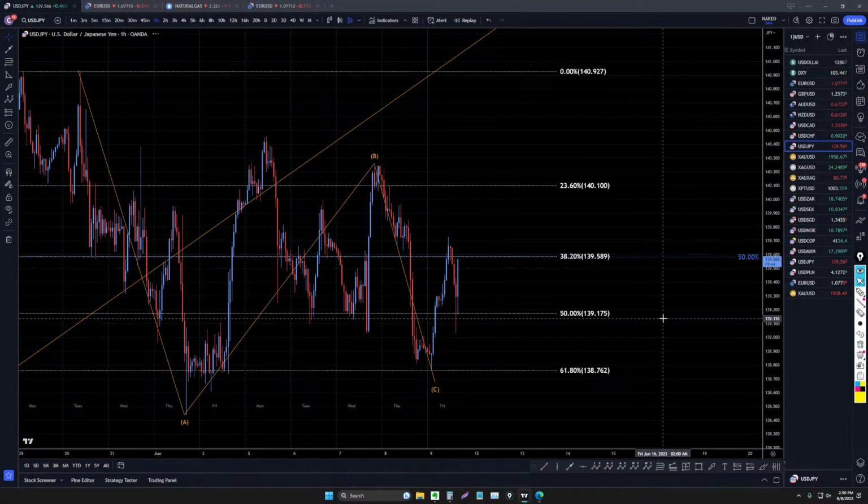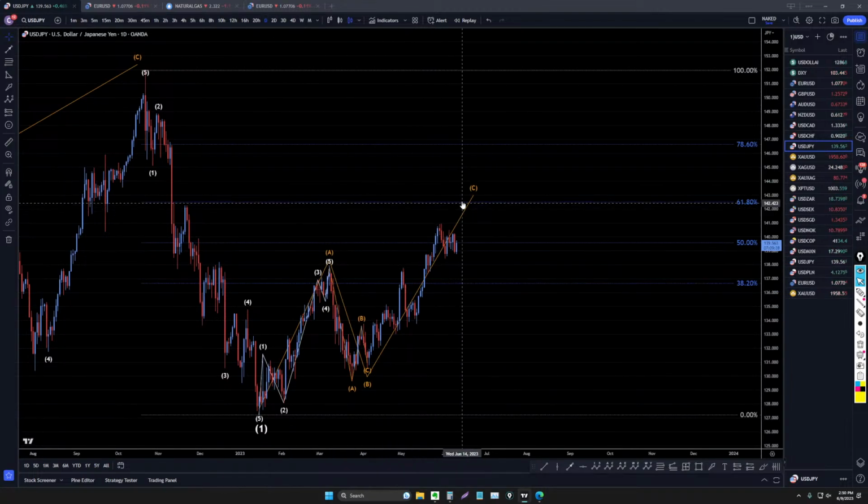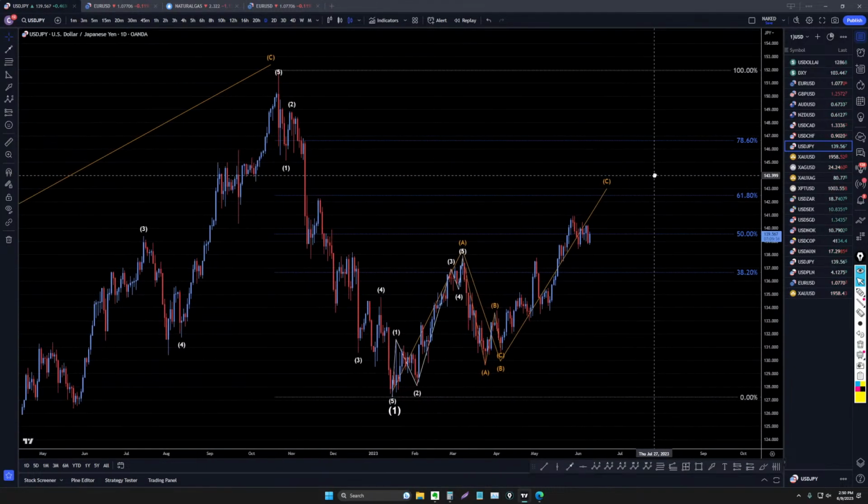So US dollar yen is next. What do we got on this one? I think that this pattern is more caused by the yen than the dollar right now.